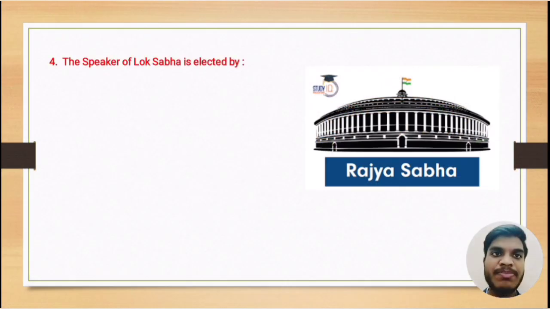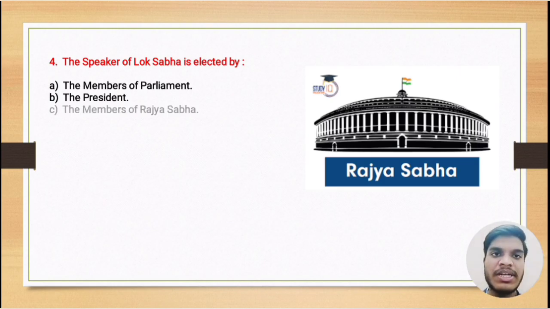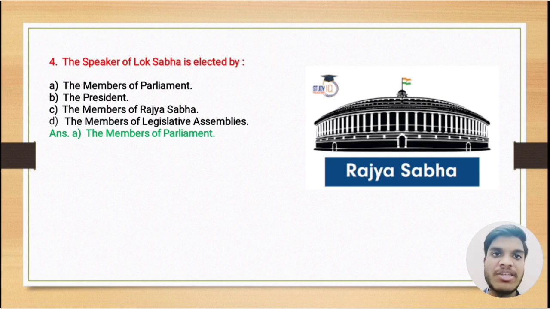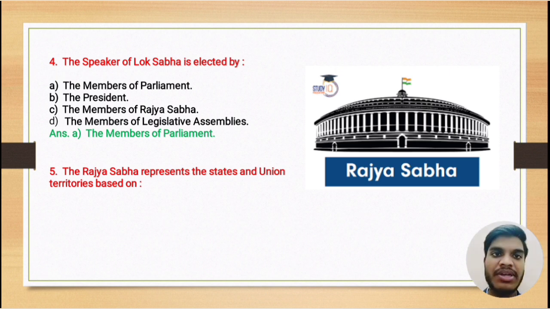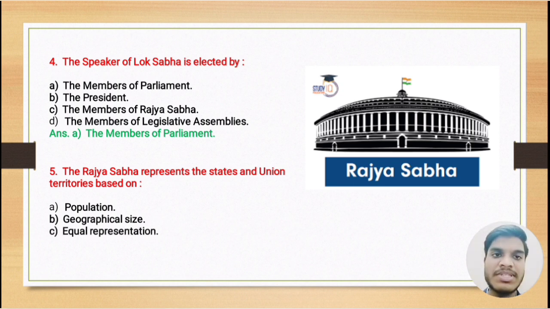Fourth one, the Speaker of Lok Sabha is elected by option A, the members of Parliament, option B, the President, option C, the members of Rajya Sabha, option D, the members of Legislative Assemblies. And the answer is option A, the members of Parliament. Fifth one, the Rajya Sabha represents the states and union territories based on option A, population, option B, geographical size, option C, equal representation, option D, economic status. The answer is option C, equal representation.